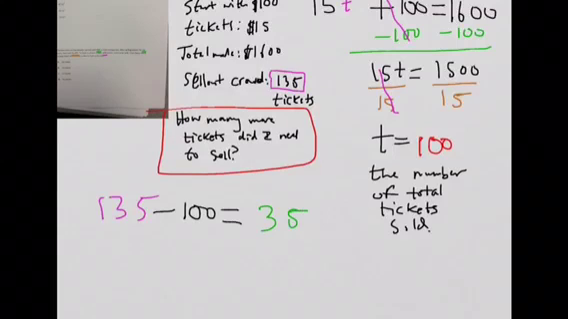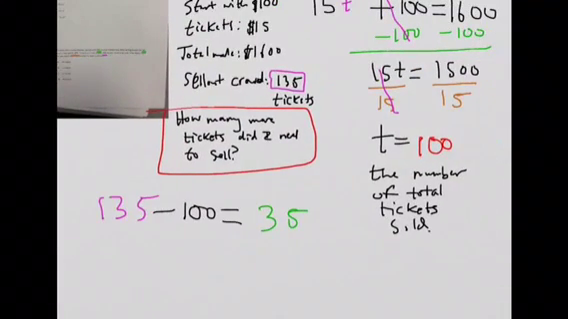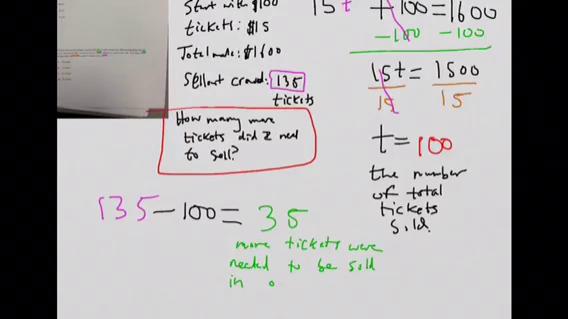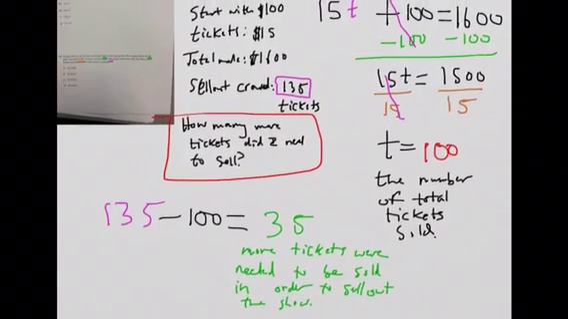So, well, it's not me, who is it? Oh, it's just some box office. So, 35 more tickets were needed to be sold in order to sell out the show. Perfect.